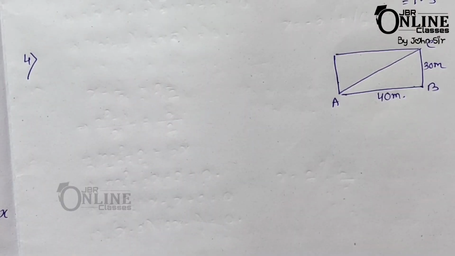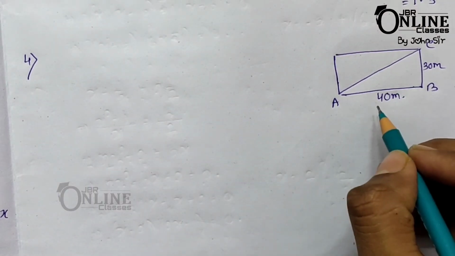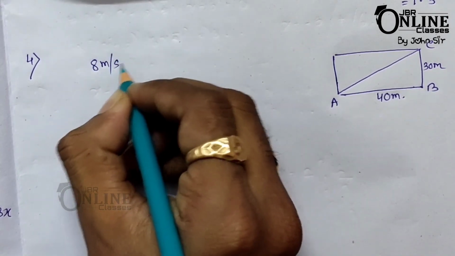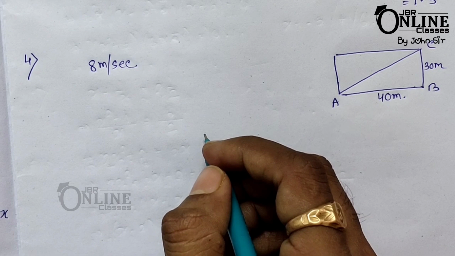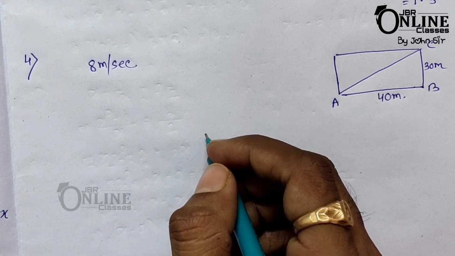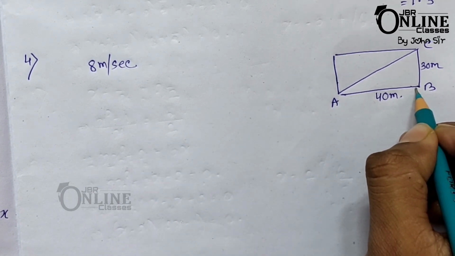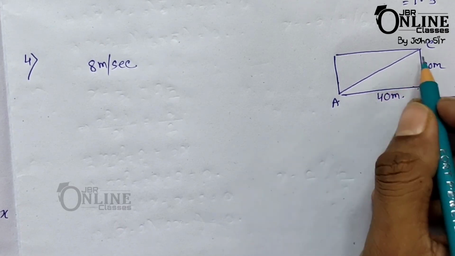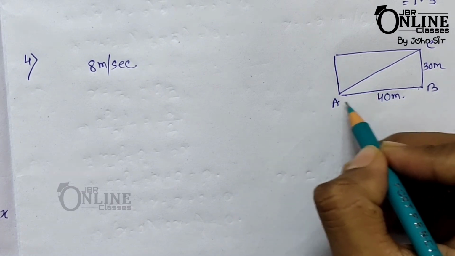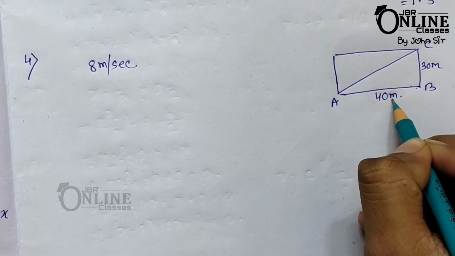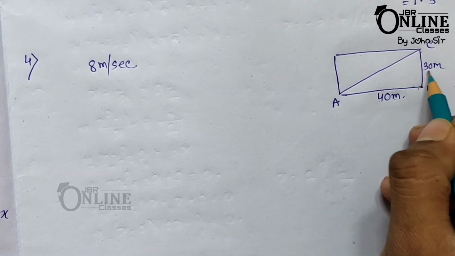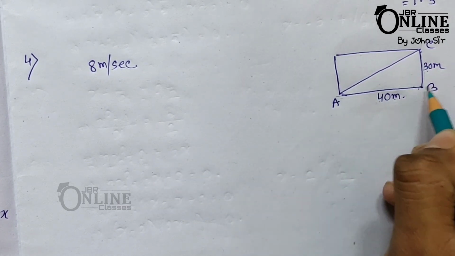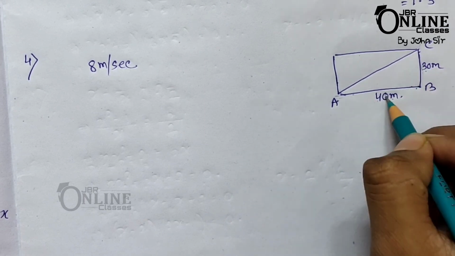Sum number 4. Look at the figure at the right. If you walk at the speed of 8 meter per second, how much longer will it take to walk from A to B and then B to C, than directly from A to C? Okay, so from A to B it is 40 meter and B to C it is 30 meter. That means from A to C in this path you have to cover 70 meter total.